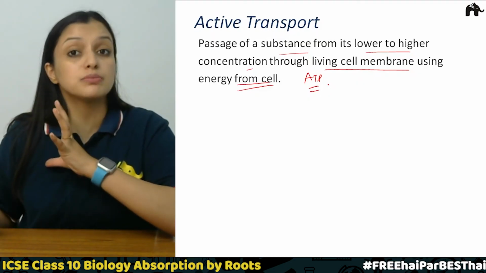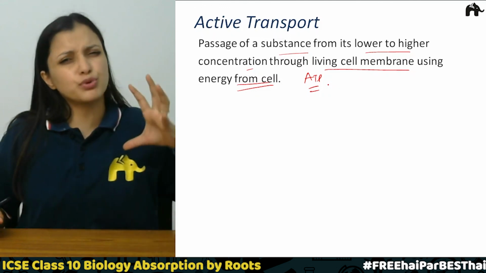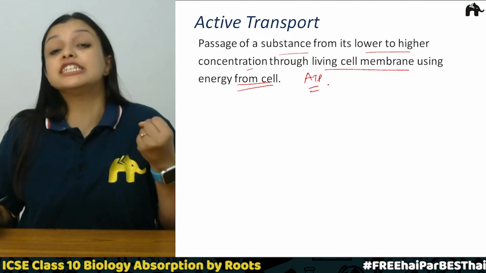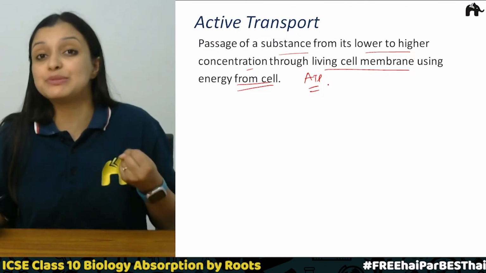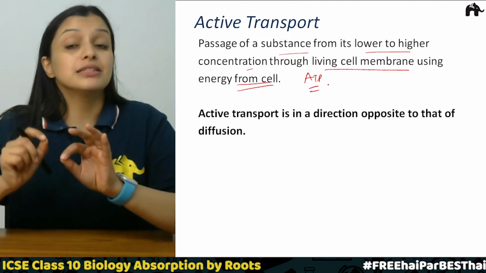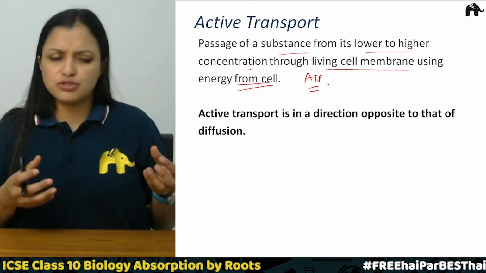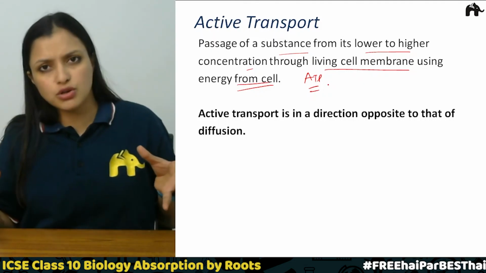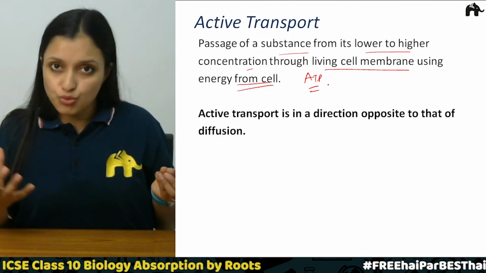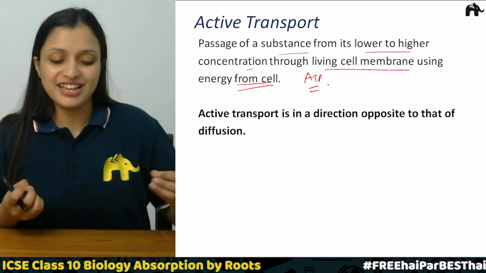So how is it possible? It is only possible with the help of energy. We have to put a force. For that force, what do we need? We need energy in the form of ATP, correct? So this active transport is in the direction opposite to the diffusion. So diffusion, from where does it happen? From higher concentration to lower concentration. But in case of active transport, the movement happens from lower concentration to the higher concentration, correct?